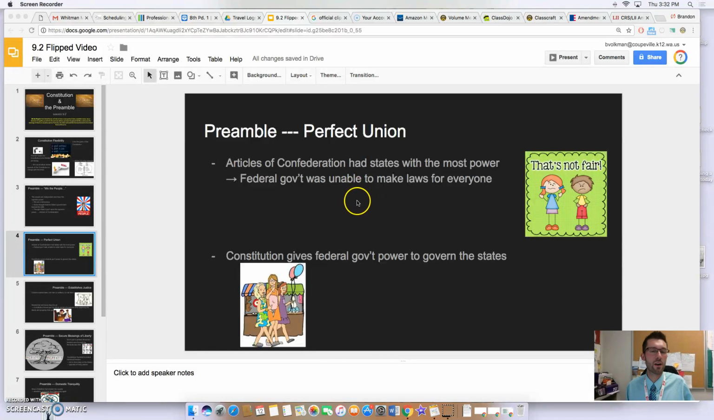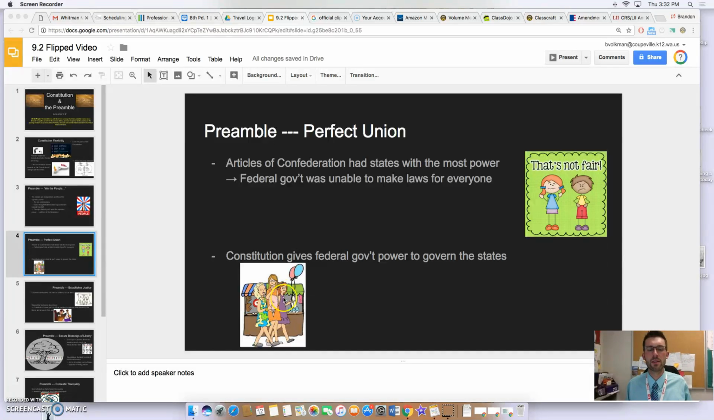For example, there were tariffs on different states sending items into other states. The currency was different as well. However, the Constitution gives the federal government power to govern the states. Kind of like how a parent is able to deal with multiple kids. The kids don't have the power, it's the parent.